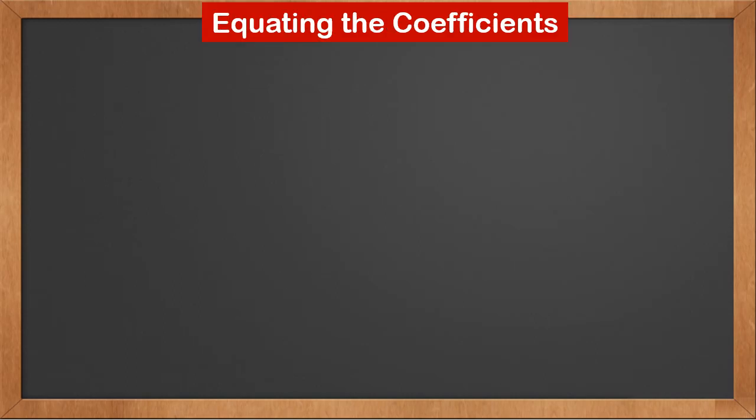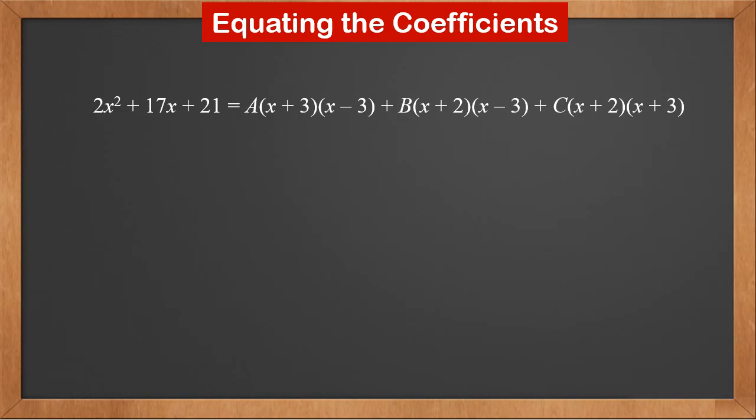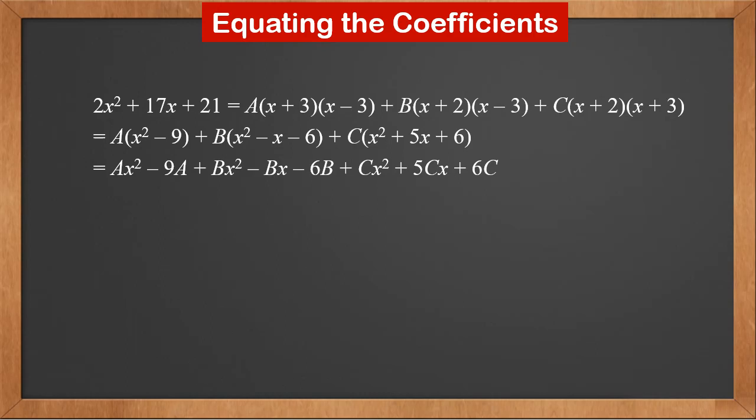The second way to find A, B and C is equating the coefficients. Let's multiply out the right-hand side and collect like terms. It is A times (x squared minus 9), plus B times (x squared minus x minus 6), plus C times (x squared plus 5x plus 6). It is equal to Ax squared minus 9A plus Bx squared minus Bx minus 6B plus Cx squared plus 5Cx plus 6C. Collect like terms. It becomes (A plus B plus C)x squared, plus (5C minus B)x, plus (6C minus 6B minus 9A).